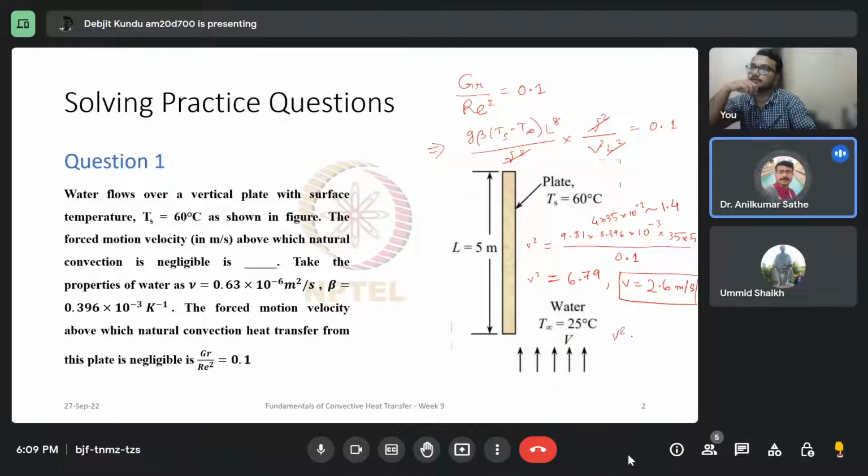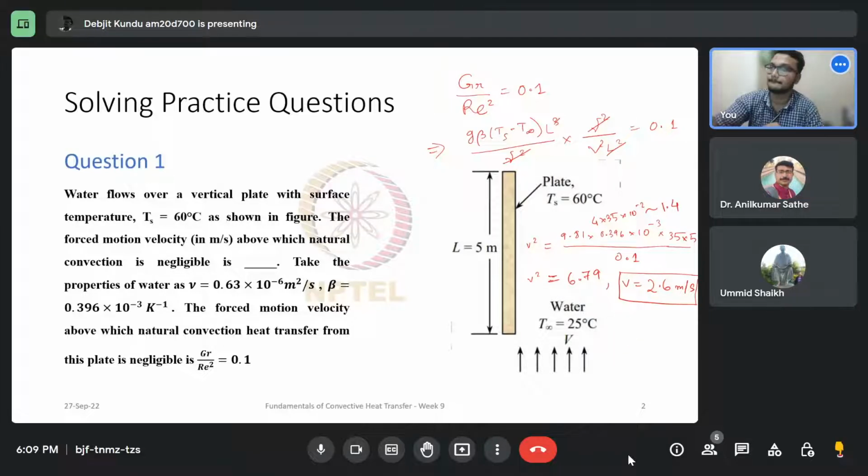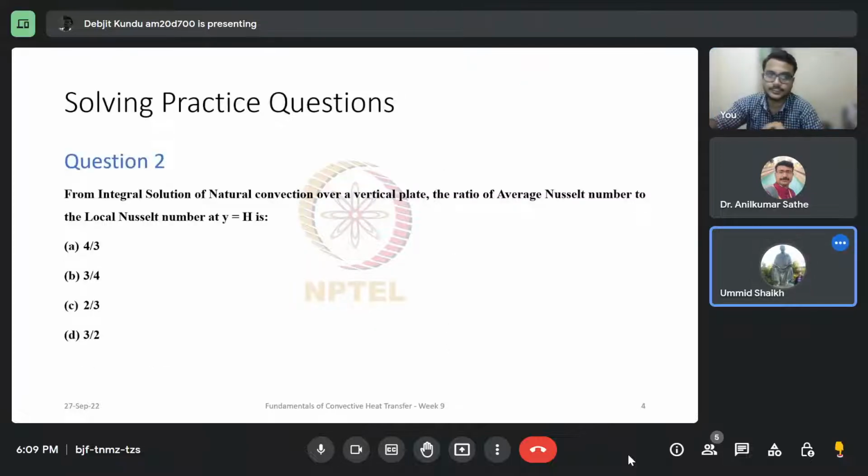Okay, just a minute. So V square becomes 1.35 into 5. How much is that? 6.79? It is 2.60, correct. So what we did earlier was right. Okay, so I hope everything is clear regarding this question. We will move on to question number 2.